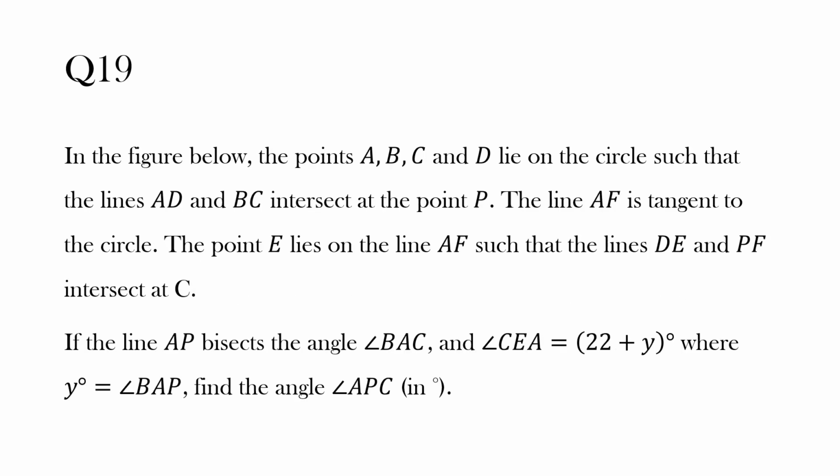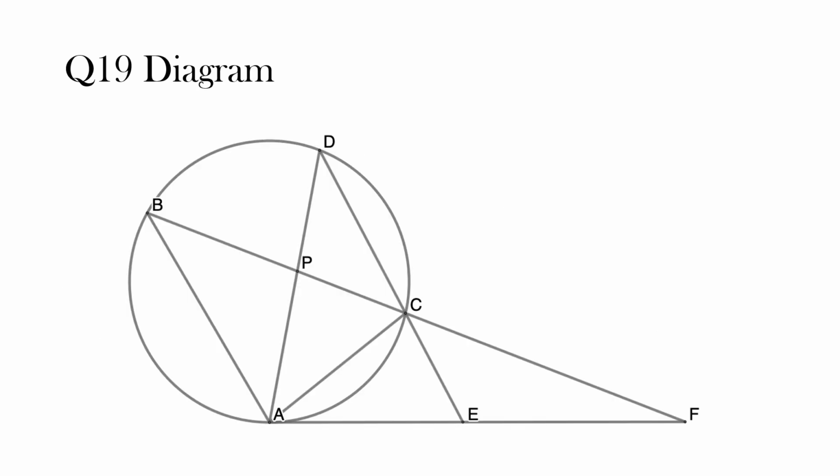Okay, so question 19 is a geometry problem where we're given an angle bisector and a tangent line to a circle, and we are asked to find a certain angle given that CEA is 22 plus angle BAP. So this is the diagram, and line AP bisects angle BAC. Because we're given that BAP equals y, PAC will also be equal to y.